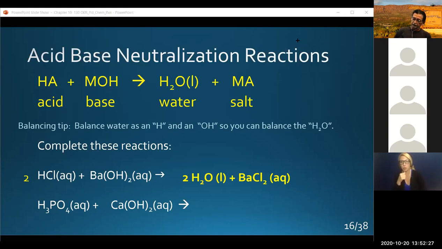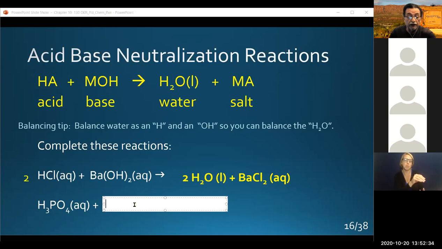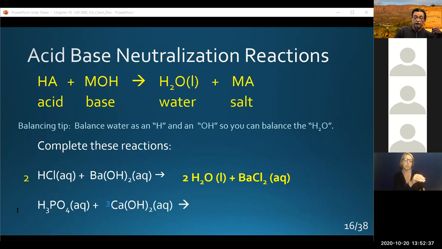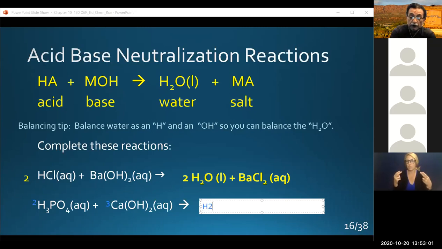6. 6, right? So what if I were to put, let's say, a 3 there? Wouldn't that give me 6 hydroxides, right? And what if I put a 2 in front of phosphoric acid? Wouldn't that give me 6 protons? Okay. Well, if I have 6 hydroxides and 6 protons, can anybody tell me how many waters I am going to make?